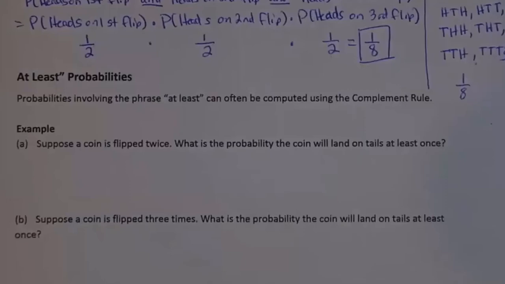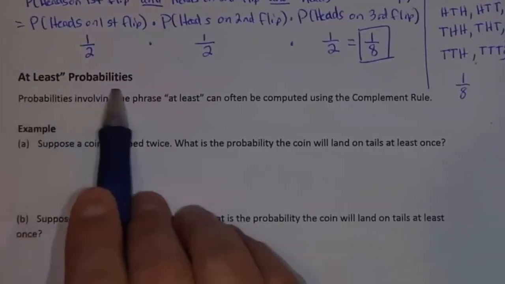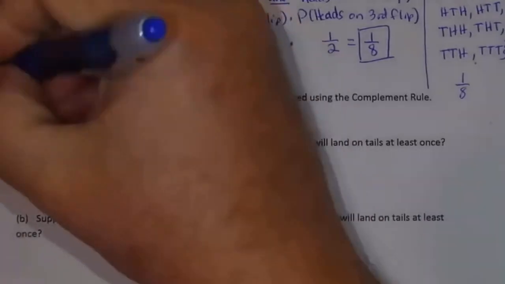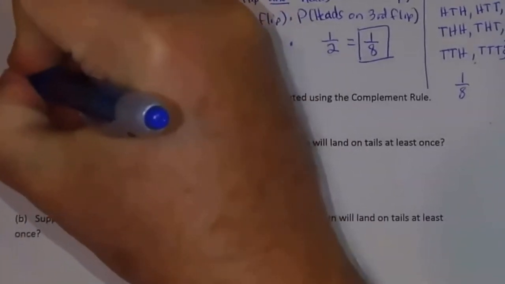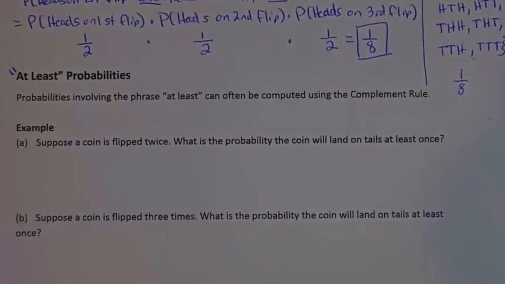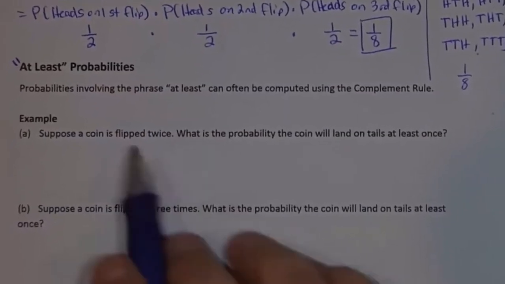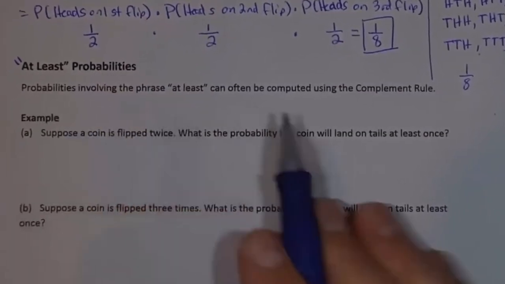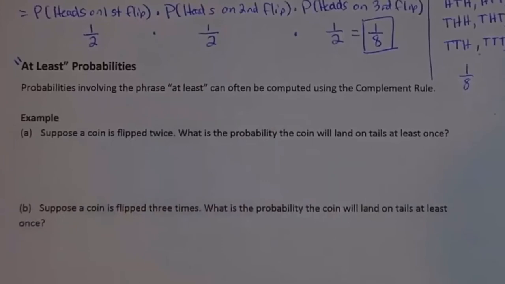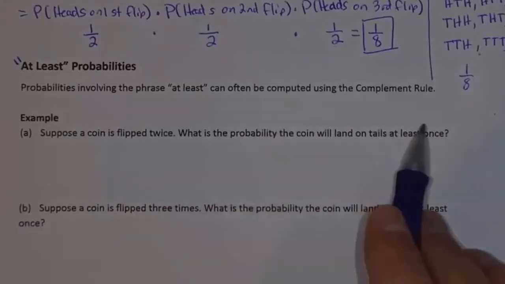Now, we also are going to see in this section probabilities that are called "at least" probabilities. I should have had a quote on both sides of that. "At least" probability. Probabilities involving the phrase "at least" can often be computed using the complement rule.